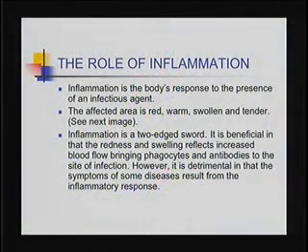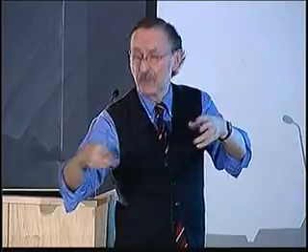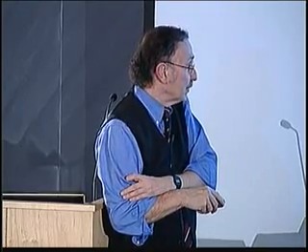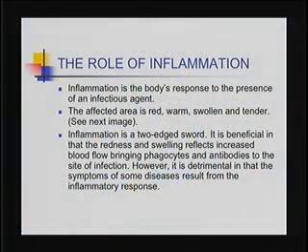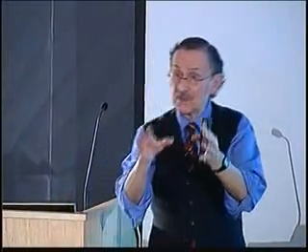How could that be? In that the redness and swelling reflects increased blood flow, bringing phagocytes and antibodies to the site of infection. So, in fact, it is part of our host defenses to bring these beneficial components, phagocytes, antibodies, there are other things, complement, a whole variety of other components of the blood, to the site of infection. However, it is detrimental in that the symptoms of some diseases result from the inflammatory response. But the underlying idea is that this is a beneficial host response trying to combat the infection.